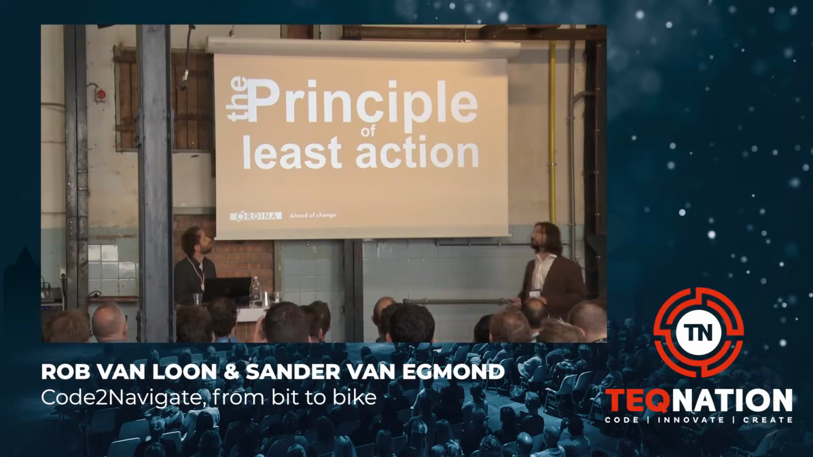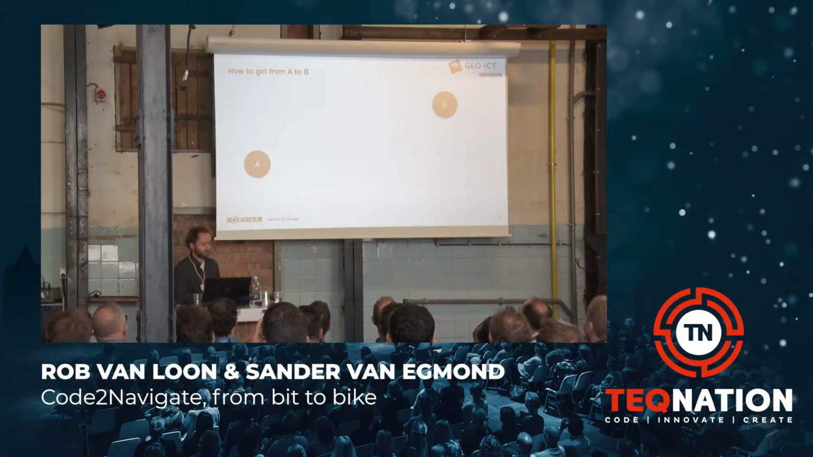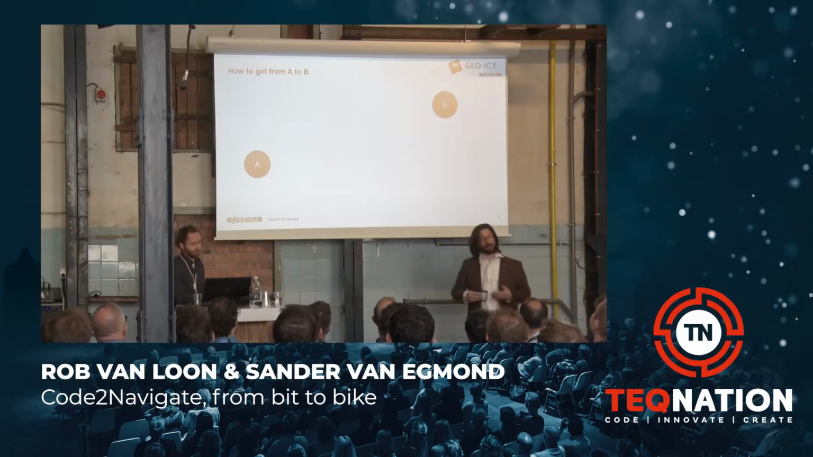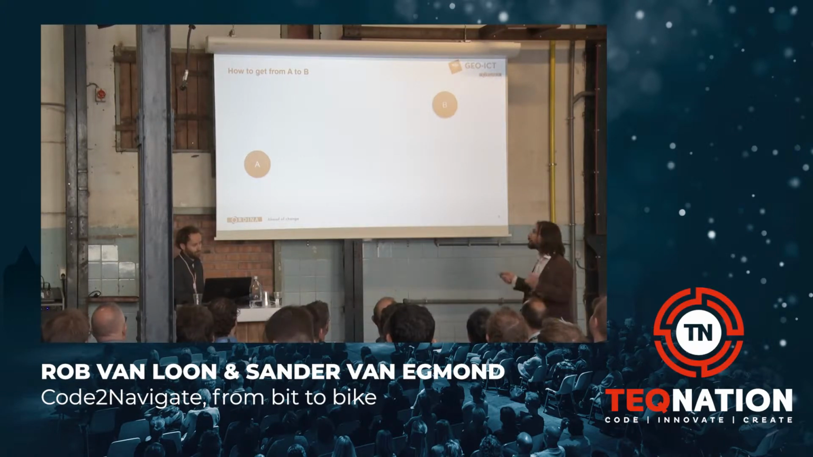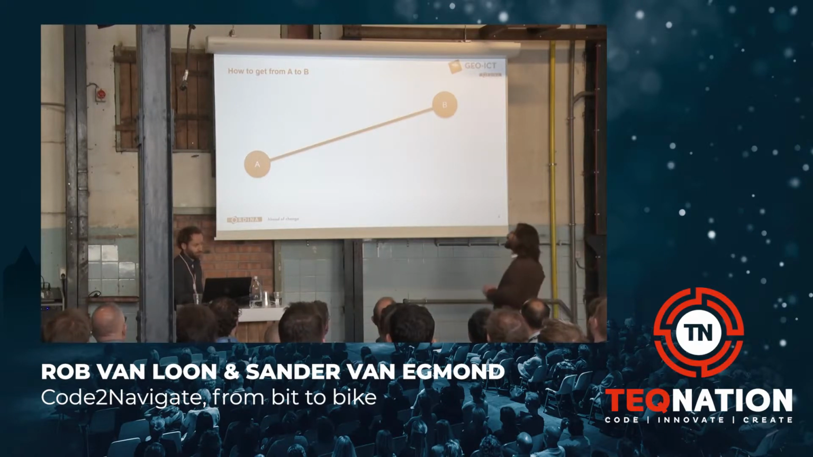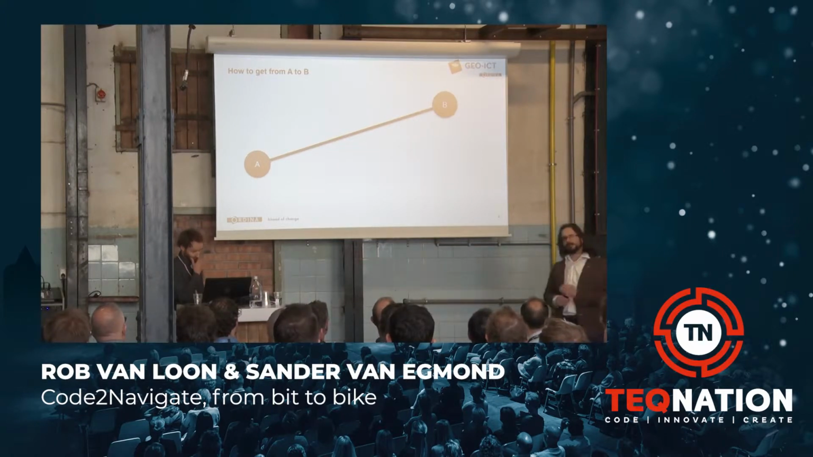What I'm going to tell you about is how to get from point A to point B. And if you apply the principle of least action, you will find that the optimal route, the shortest, the fastest way to connect those two points will be a straight line. It's not very surprising, no surprises there, but we can make it a little bit more interesting.